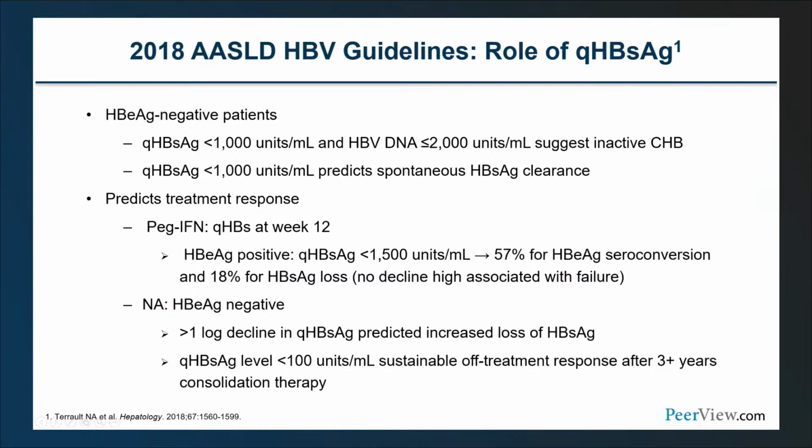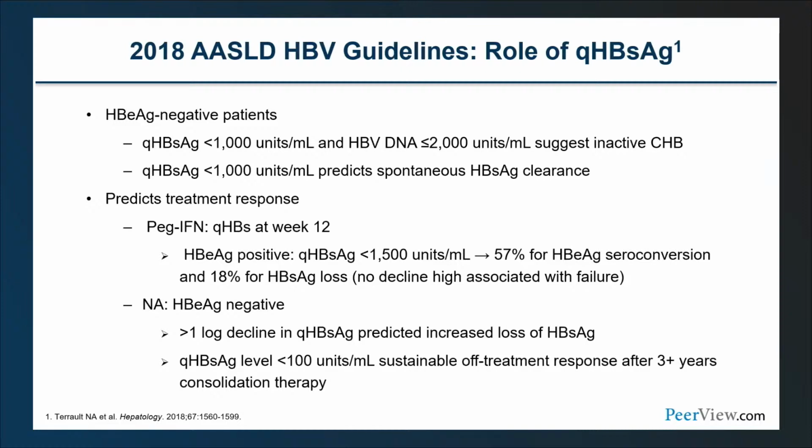What about the role of quantitative surface antigen? Well, the AASLD guidance right now doesn't have a huge amount on this as far as recommendations because we haven't really been able to effect surface antigen clearance. But for those who are hepatitis B e antigen negative, if you have a low surface antigen, and low is generally less than 1,000, and HBV DNA is low at less than 2,000, then this usually implies inactive hepatitis B. These aren't individuals you need to treat.